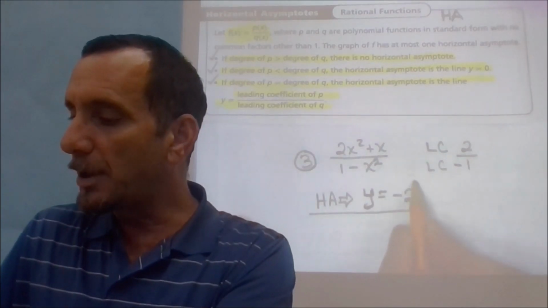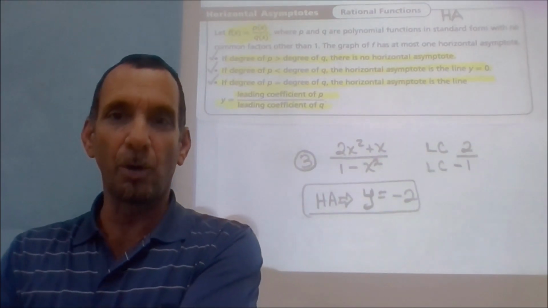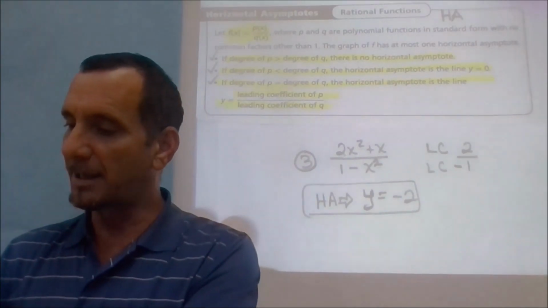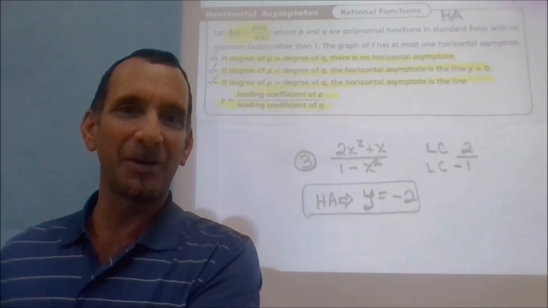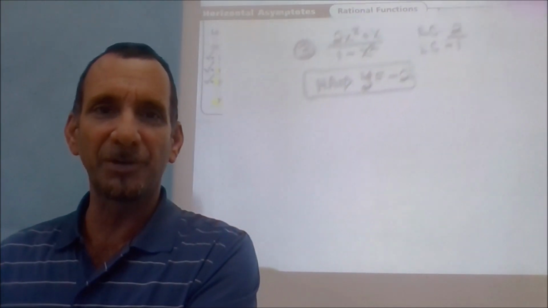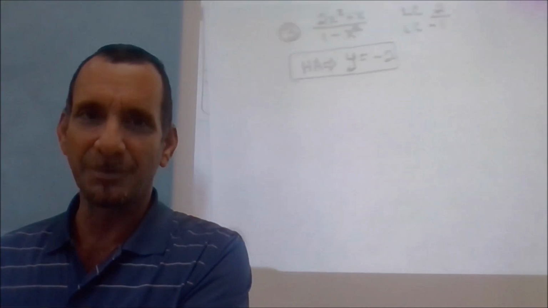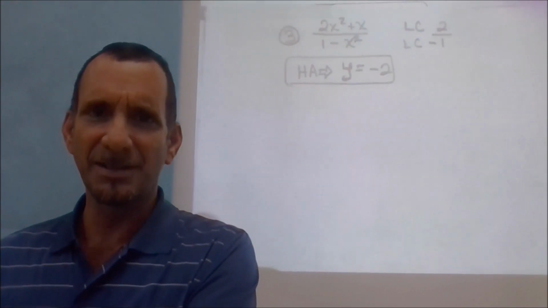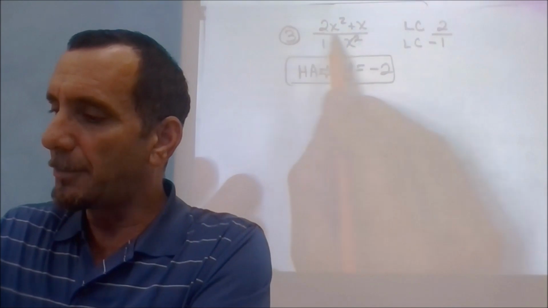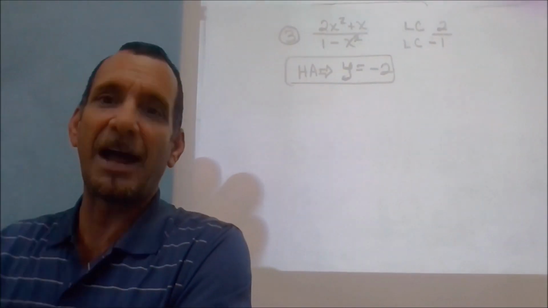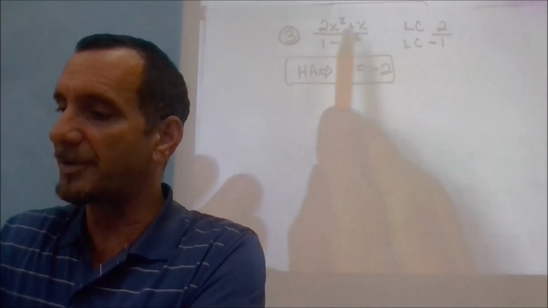So we know that we would have a dashed horizontal line at y equals negative 2. That's our horizontal asymptote. Now let's come on over here, and this is a great problem to look at the vertical asymptotes as well. I'm going to factor because I want to see the factors of the numerator and the factors of the denominator.